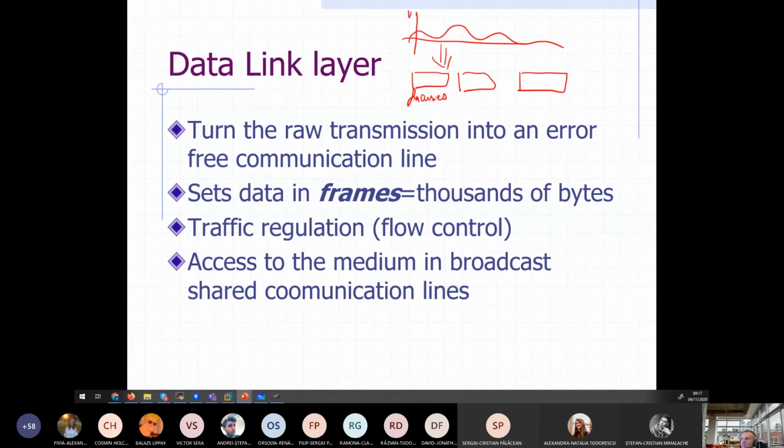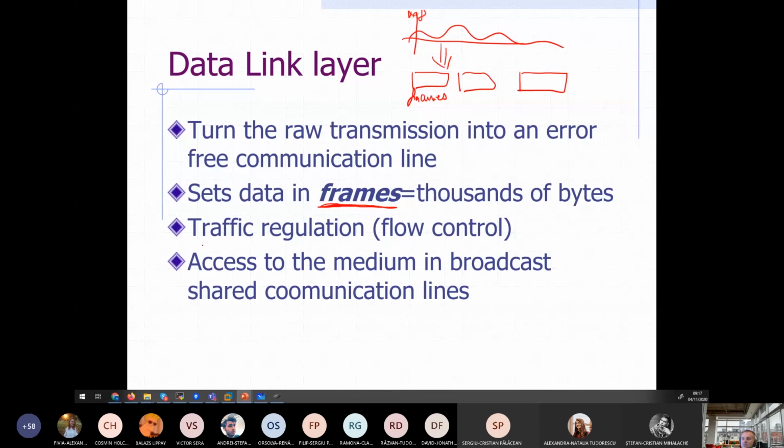If this is Wi-Fi, again, you have some sort of wave, which is divided at some point in time into chunks, which are called frames at the data link layer. It is the first layer that turns the raw transmission into an error-free communication line. Error-free not from the point of not having errors at all, but having errors which are dealt with.